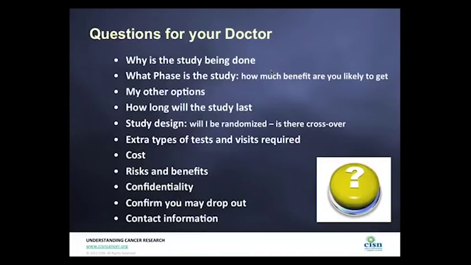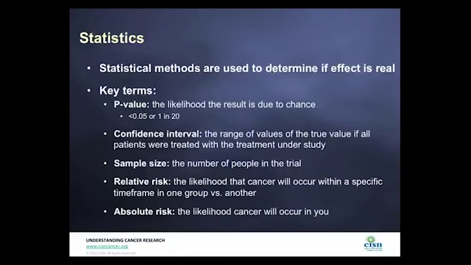So statistics, let's move to statistics. That's a method used to determine if the effect is real. And there is always a biostatistician that's attached to the clinical trial. Some of the key terms that you'll want to know is p-value. And you'll see this in the newspaper, you'll hear it on TV. And what that means, really, is just the likelihood that the result was due to chance. And that's less than 0.05 or 1 in 20. If it hits that, then it's not chance. Because at a certain number, it's just chance. You have to meet this 1 in 20 to be not chance. Be sure that that effect was absolutely real. It wasn't just chance. So you have to have a p-value of less than 0.05.